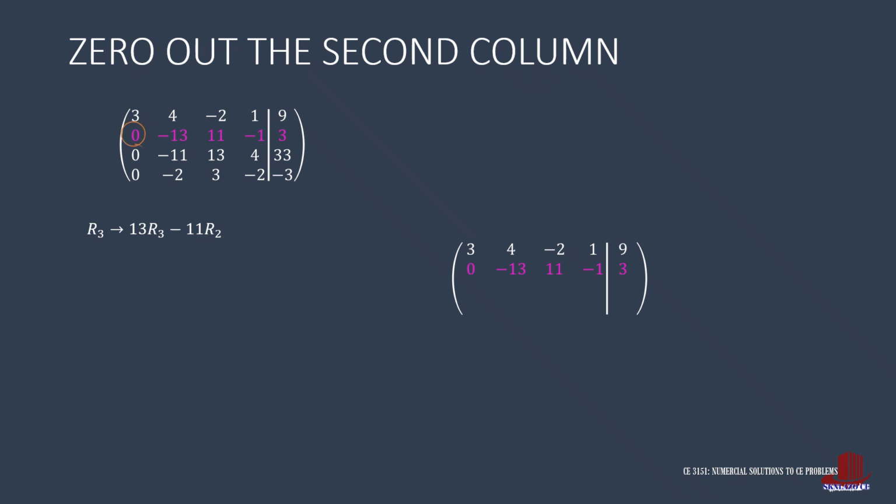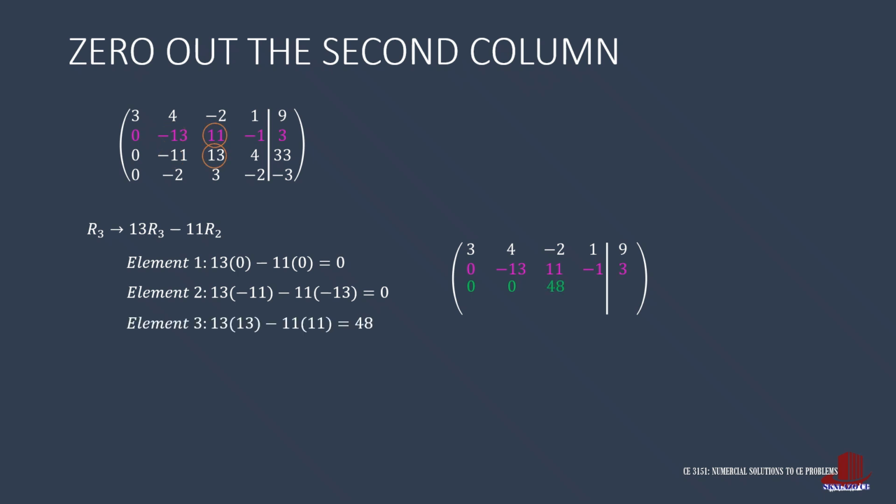The first element is then 13 times 0 minus 11 times 0, which is 0. The second element has 13 of -11 minus 11 of -13, giving 0. The third element has 13 times 13 minus 11 times 11, which is 48. The fourth element is then 13 times 4 minus 11 times -1, giving 63. The constant then is transformed from 13 times 33 minus 11 by 3, which is now 396.